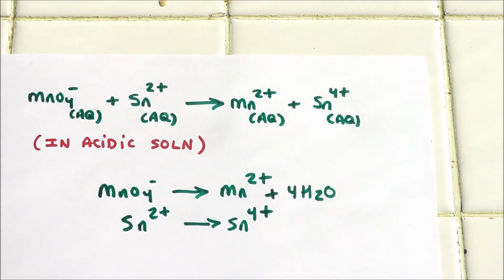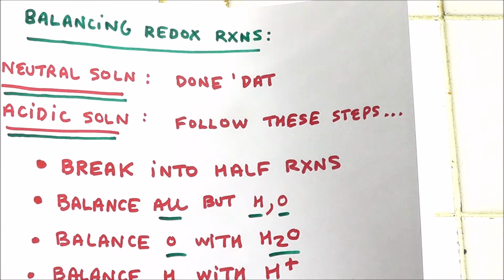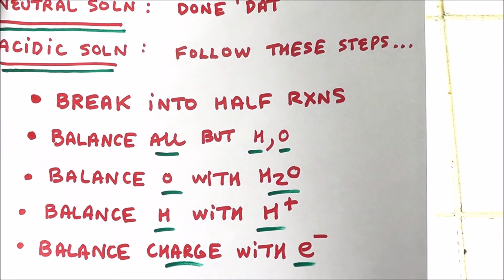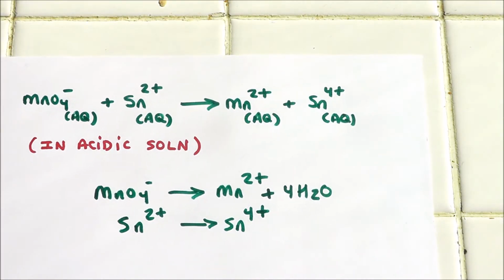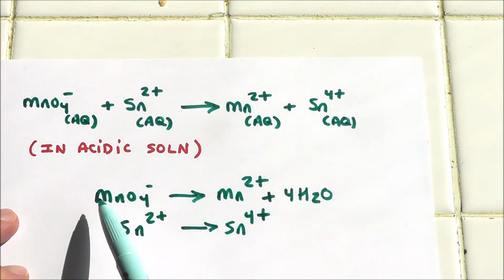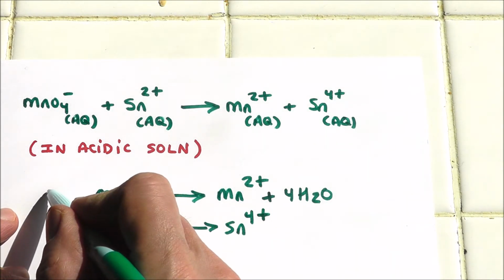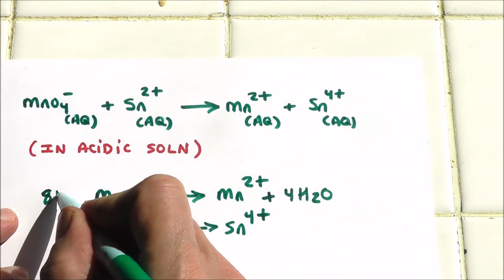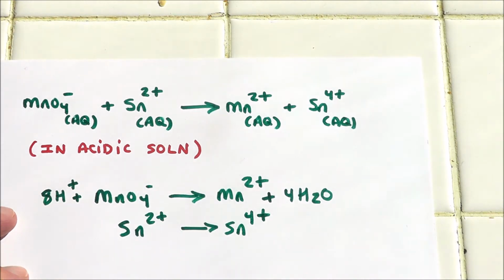Now, we just messed up our hydrogen on the top one, so the next thing is we're going to balance hydrogen with H+ ions. I got no hydrogens on the left, and I got 8 hydrogens on the right, so I'm going to put 8 H+ on the left, and that's because this is an acidic solution.